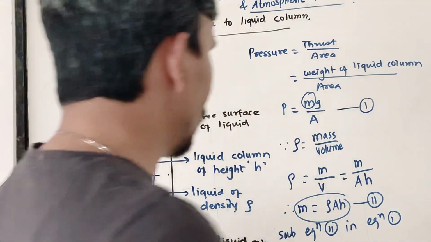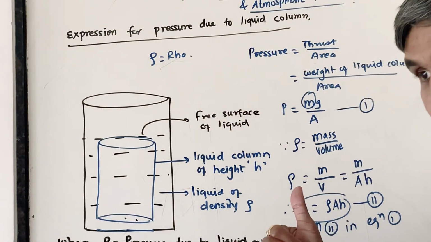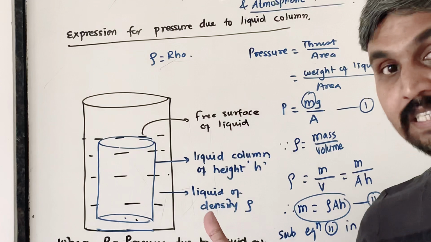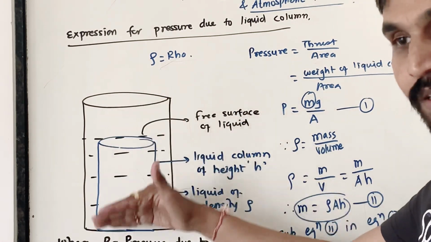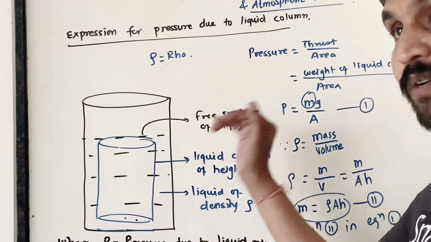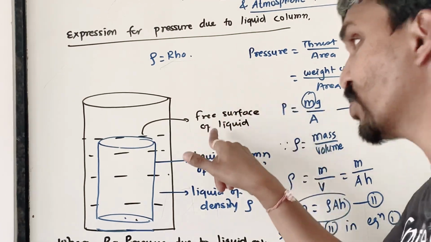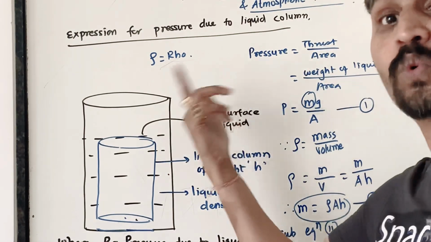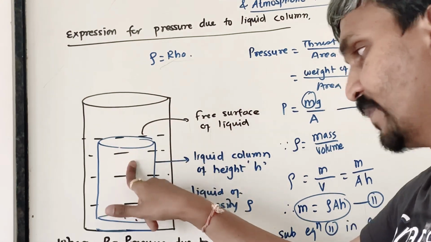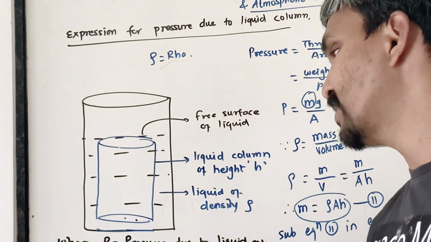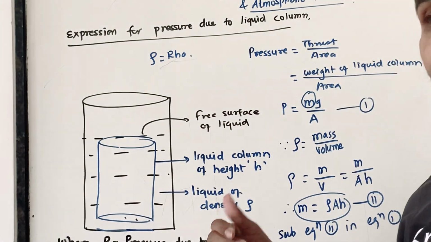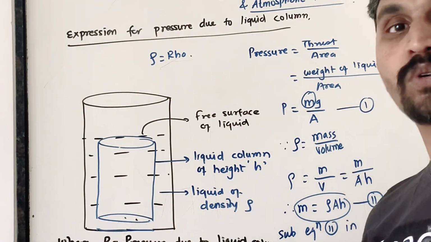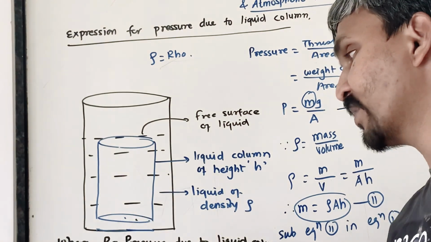So pressure due to liquid column depends on 3 factors. One is the height. But over here this is not height, it is the depth of liquid from the free surface of liquid. What is free surface? The surface of liquid which is exposed to air. It is called free surface. Second, it depends on density of liquid, which liquid you are considering, whether it is water, oil, or mercury. According to that, it affects the pressure.